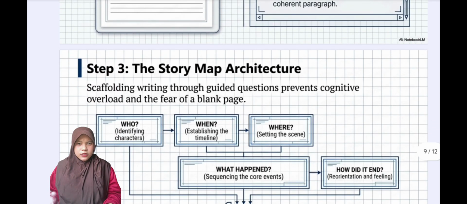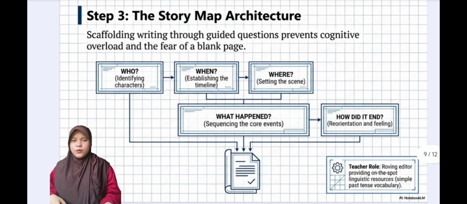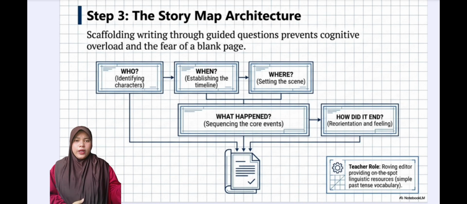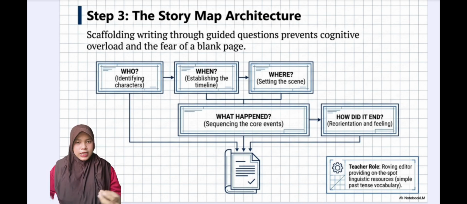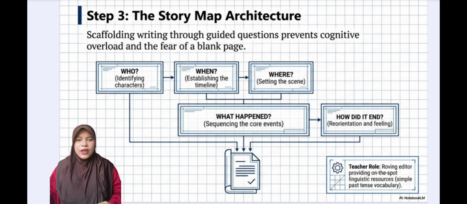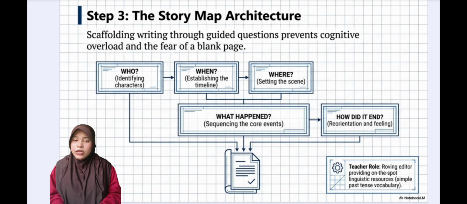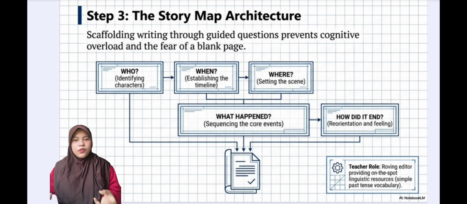Next, after grasping text structure through collaborative sequencing, students move into step 3, the story map, the primary scaffolding tool for independent writing. The story map guides students through a series of structured questions like who, to identify characters, when, to establish the timeline, where, to set the scene, what happened, to sequence the core events, and how did it end, to express the resolution and personal feeling. This scaffolding is intentionally designed to prevent cognitive overload and eliminate the fear of a blank page. Throughout this phase, the teacher acts as a roving editor, moving around the room to provide on-the-spot linguistic resources, particularly simple past tense vocabulary.